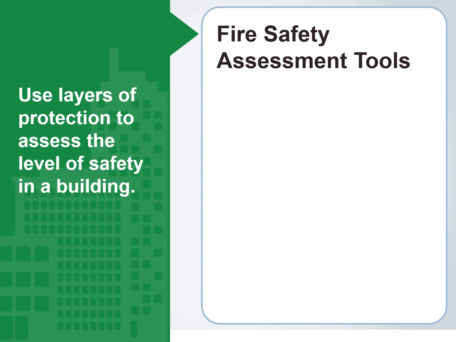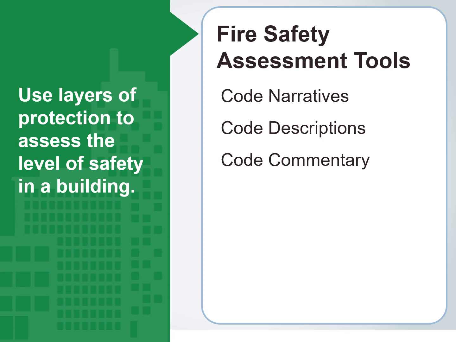In addition to full-blown engineering assessments, there are widely available tools to utilize that simplify the process. When we are looking specifically at fire safety assessments, some of the available tools include code narratives, code descriptions, code commentary, and handbooks that provide explanations of the requirements and provide examples and guidance on how to apply the requirements. Checklists have been developed to review each of the layers of protection. Fire risk indexing provides a relatively simple mathematical analysis of the level of safety in a building. One thing all of these tools have in common is the use of layers of protection to achieve the stated goal.